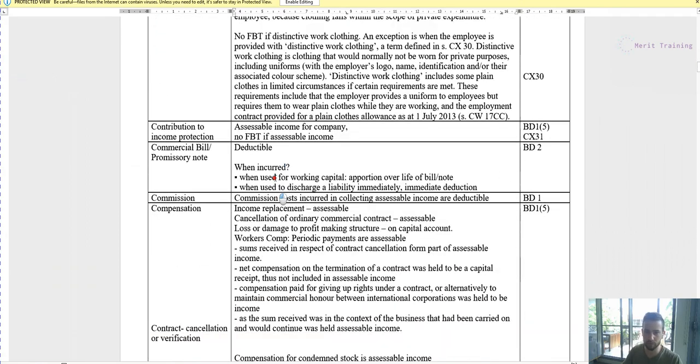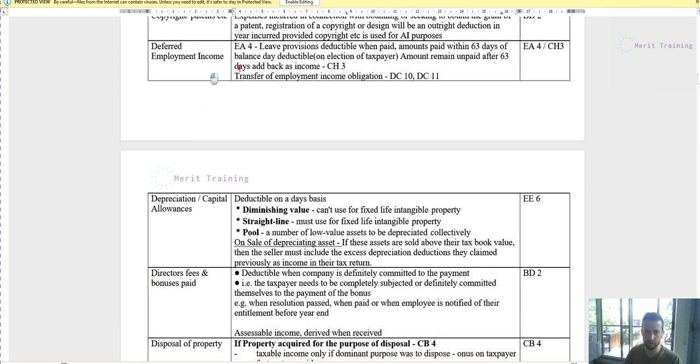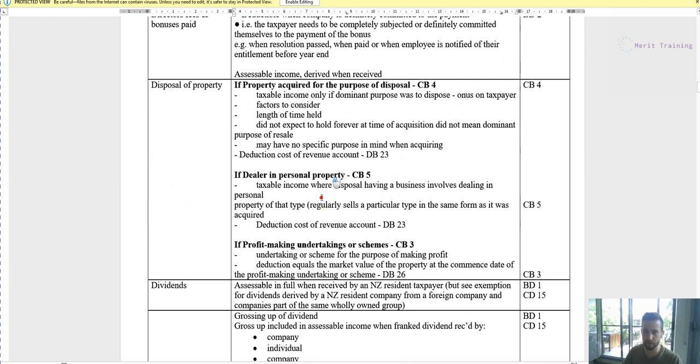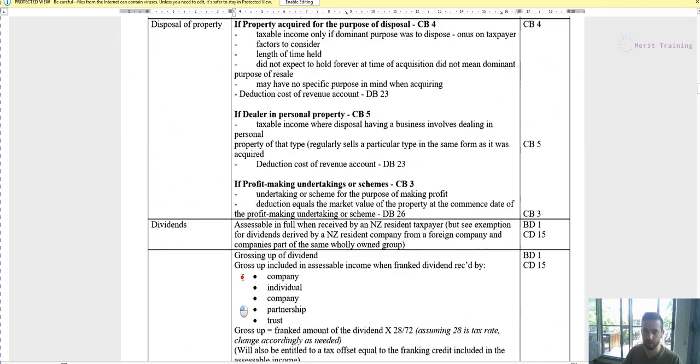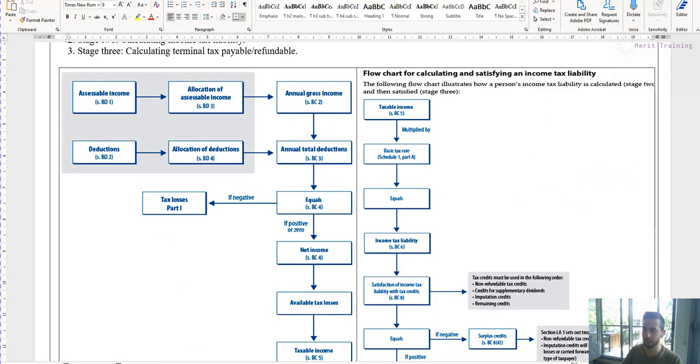So for example, commissions, deferred employment income, and it tells you how to treat it in here, and the relevant section you need. Dividends, for example, it also tells you about the timing. So for example, assessable in full when received by a New Zealand resident taxpayer, but there is an exemption if it's derived by a New Zealand resident company. But we'll cover this in a later chapter. So that's just a little bit of general context as to how you figure out if something's assessable or not.